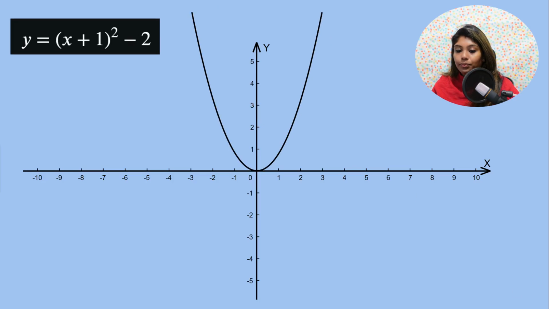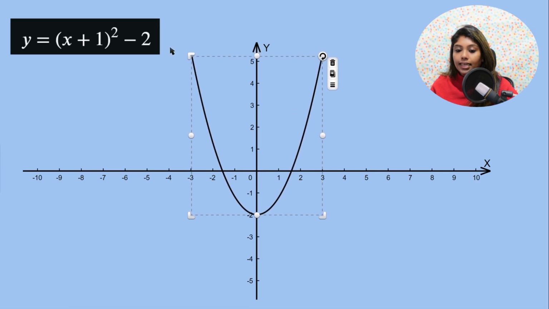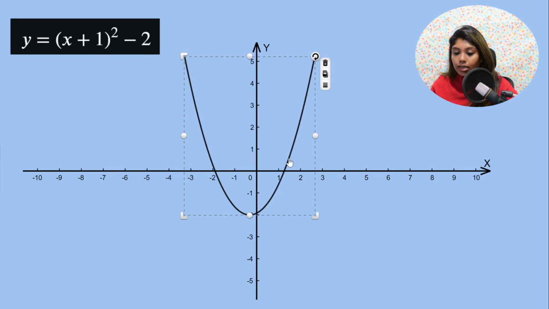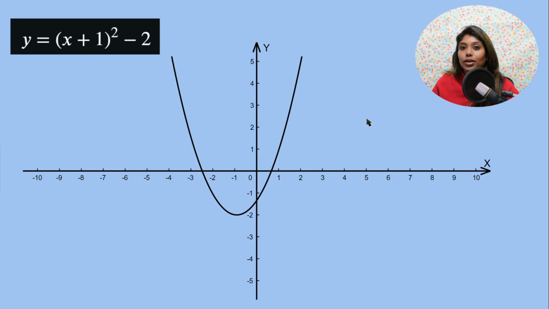Let's try one more. So y equals x plus 1 the whole squared minus 2. All right, the constant here is minus 2, which means the graph moves 2 units down, and then it says x plus 1 the whole squared, so we move to the left side by 1 unit. So from here you can move to the left by 1 unit. So this is the graph of x plus 1 the whole squared minus 2.